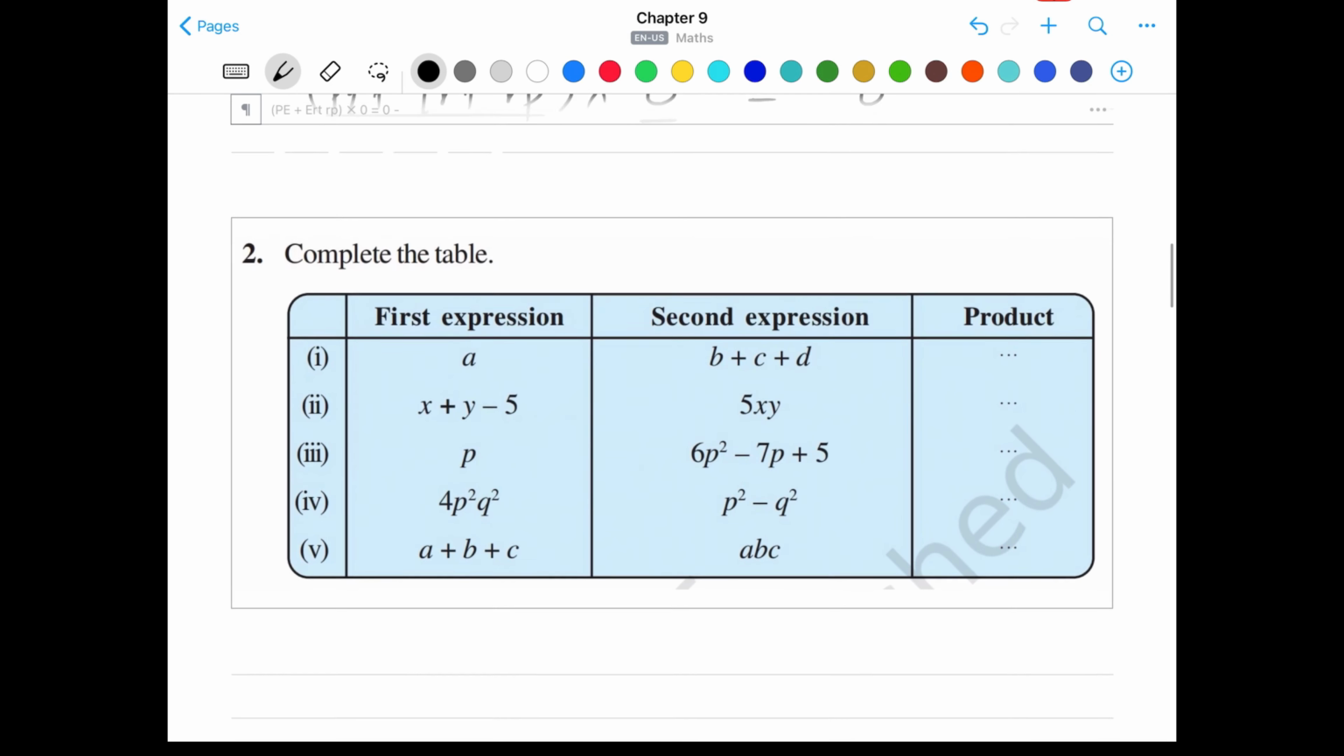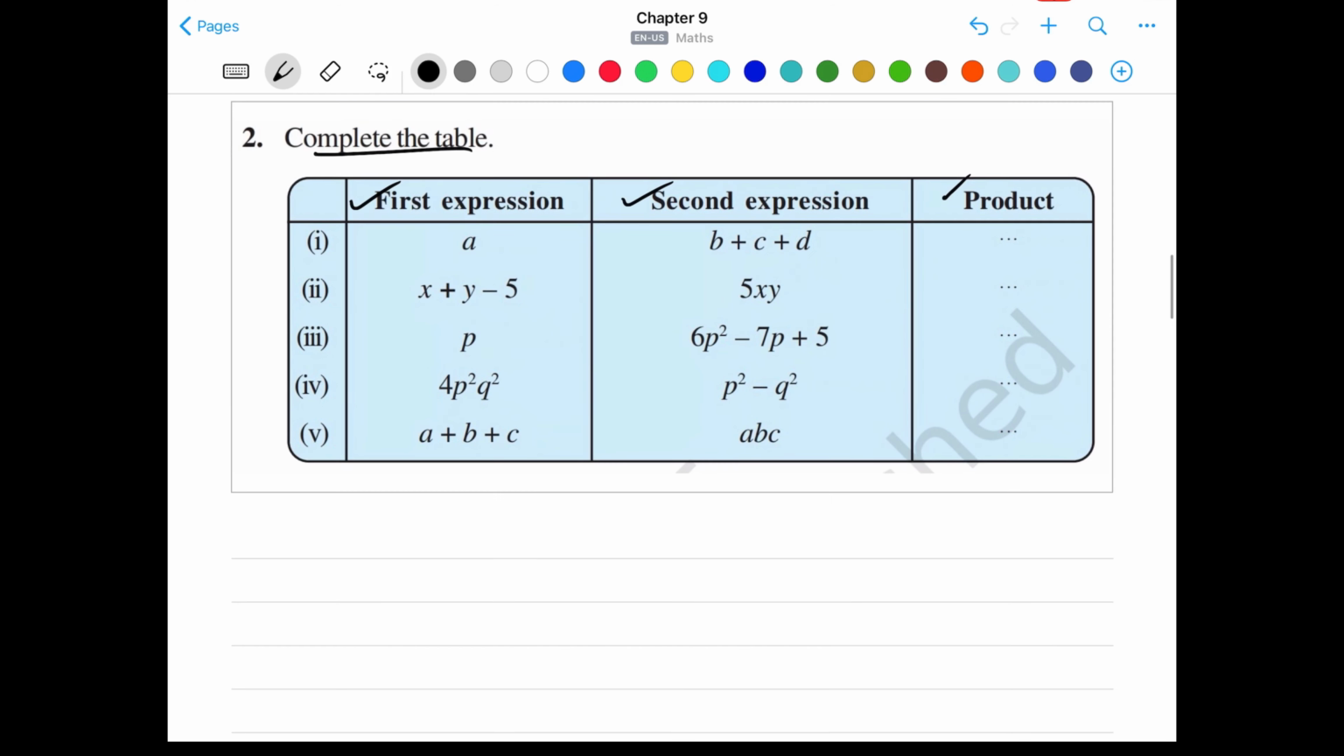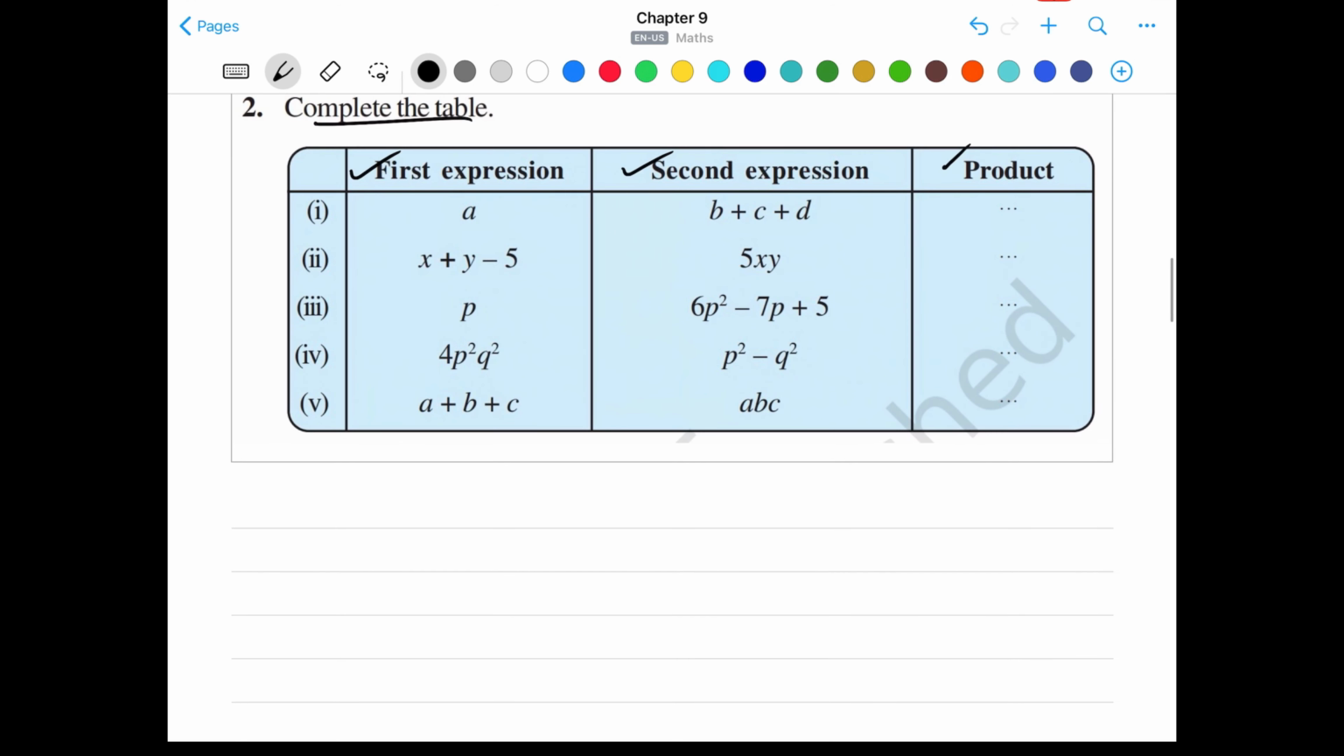Now let's move to the next question. We have question number 2. Here we are given a table and asked to complete the table. In the first column we have the first expression, in the second column we have the second expression, and here we have to write their product. So let's start with the first one. I'm going to write them in the below part, but you will write them in the table itself.